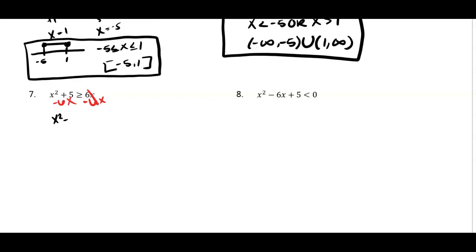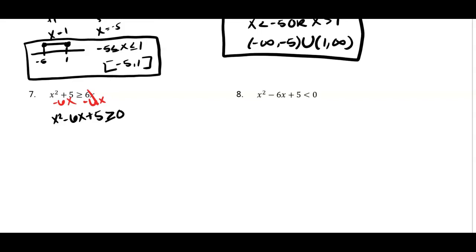Now, the order you write it does matter. This 6x should go before the 5, because you always write in the form of your x squared, then your just x, and then your constant, the number without the x. So then we're going to keep the greater than or equal to 0. And we're going to factor.